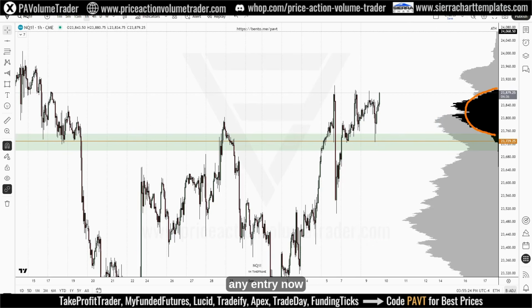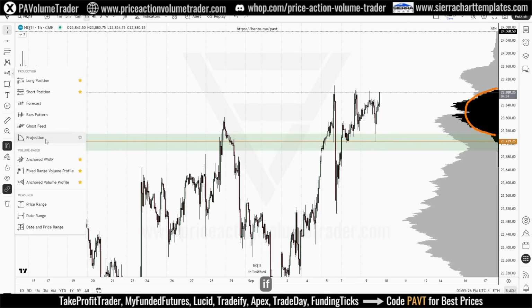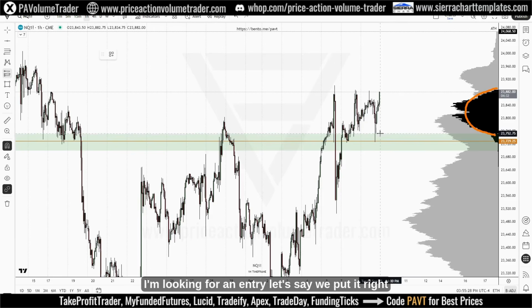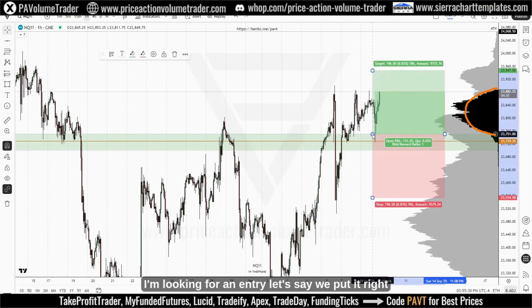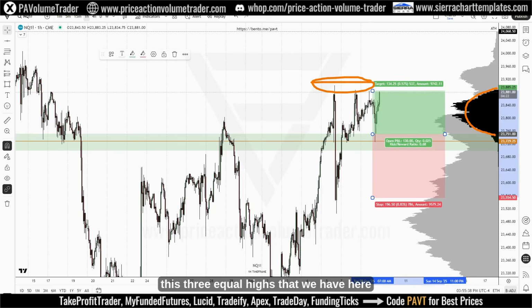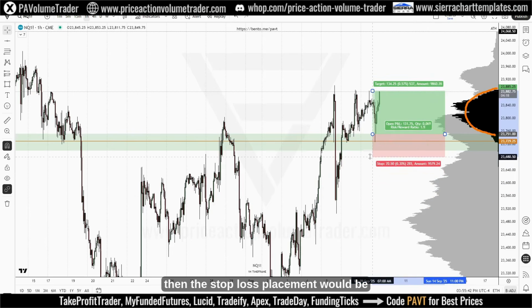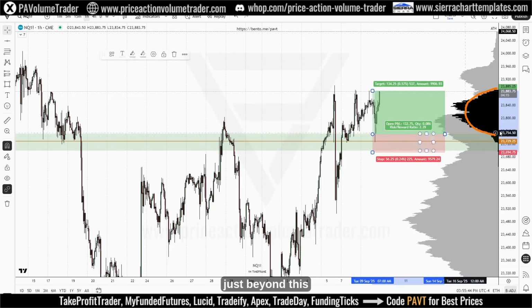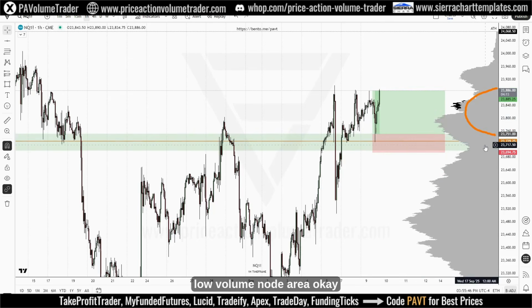So any entry now, if I'm looking for an entry, let's say we put it right here at this edge. Target would obviously be all these three equal highs that we have here. And then the stop loss placement would be just beyond this low volume node area.